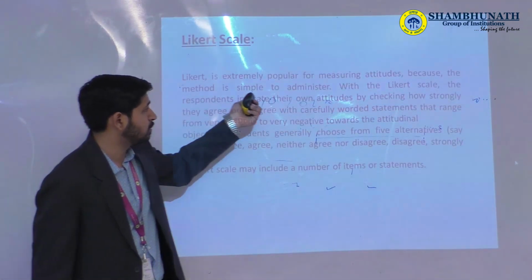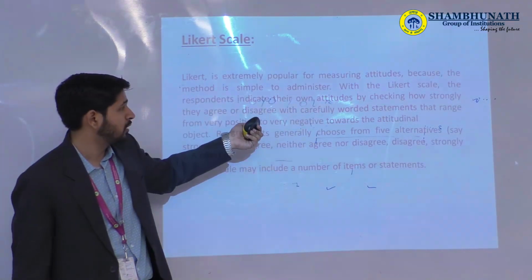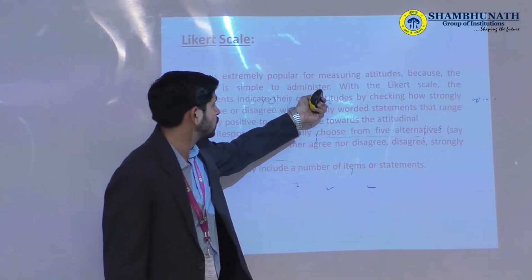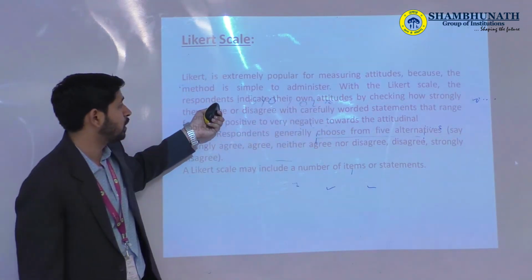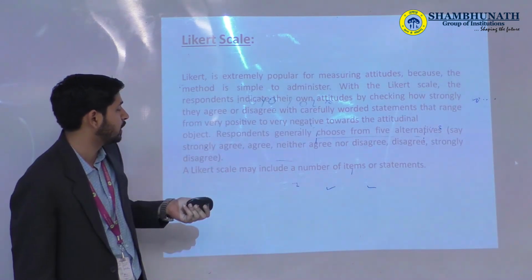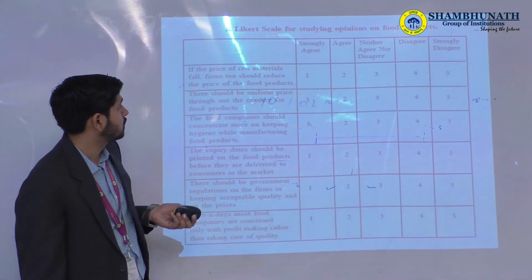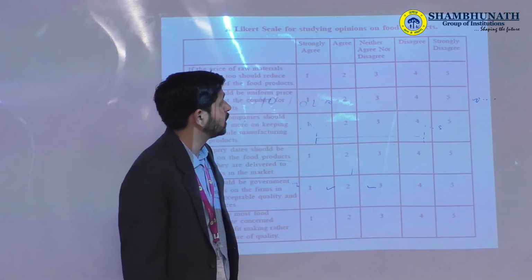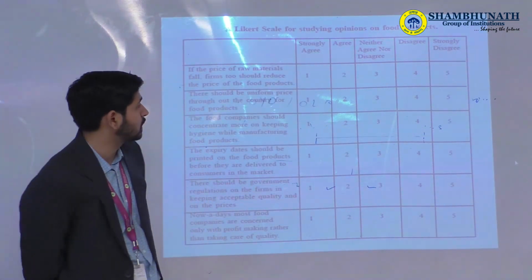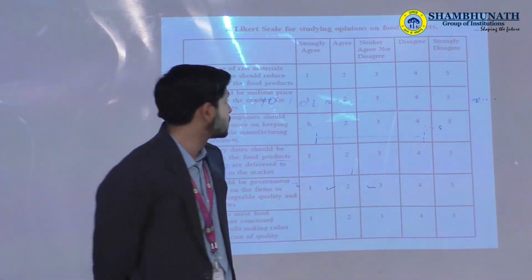So Likert is extremely popular for measuring attitude, because the method is simple and you can use it very easily. In the Likert scale, respondents indicate their own attitudes by checking how strongly they agree or not. So these are the different examples. A Likert scale for studying opinion on a food product. This is an example of a food product. Now it is an example of a 5-point Likert scale.